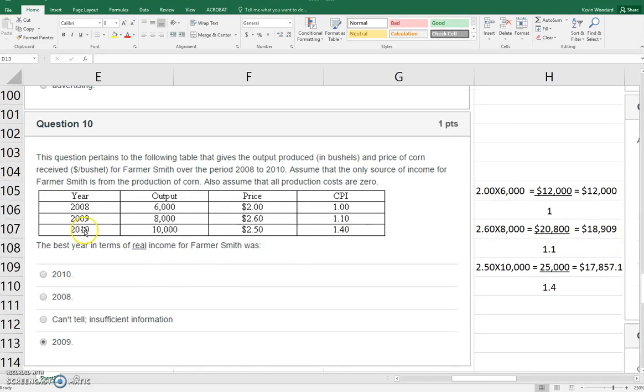18,909. 2010, we have 10,000 in output. Multiply that by the price that we received, and that gives us 25,000. The price index is actually going to be 1.4. So we divide that 25,000 by 1.4, and we get $17,857.10. That's 10 cents. So when we look at the year that has the best real income, we can see that it is going to be our 2009 year with this 18,909.